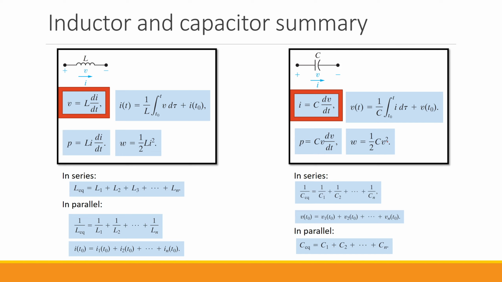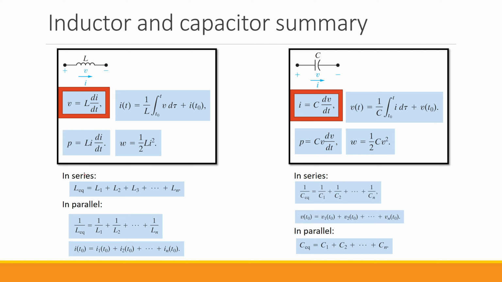So inductors and capacitors, unlike the resistors, which had a very simple relationship for the voltage and current, which was V equals Ri, require taking derivatives. For the inductor, the voltage is proportionally related to the derivative of the current over time, and for the capacitor, the current is proportionally related to the derivative of the voltage over time.